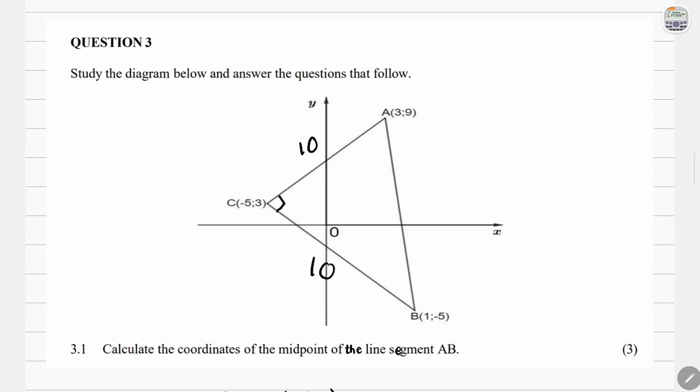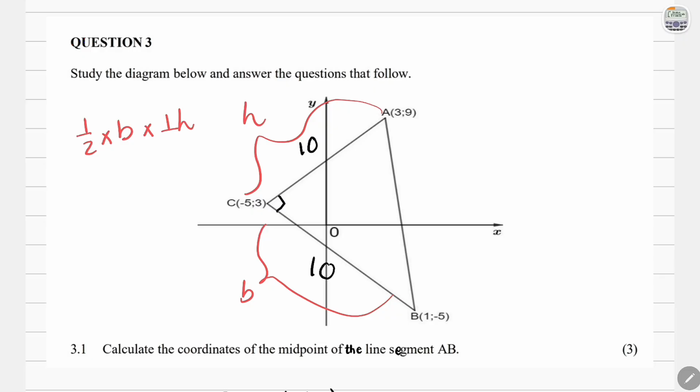To find the area of a triangle, a right-angled triangle, or at least a triangle with a perpendicular height, we can use this as the height of the triangle and then say this is the base of the triangle. So that would mean that to find the area, we'll say a half multiplied by its base multiplied by its perpendicular height.